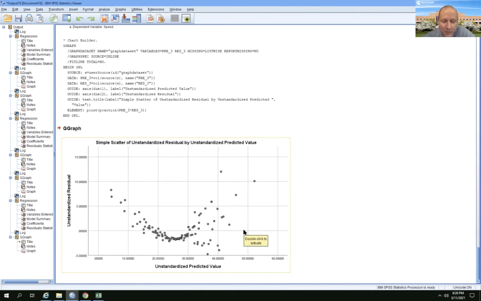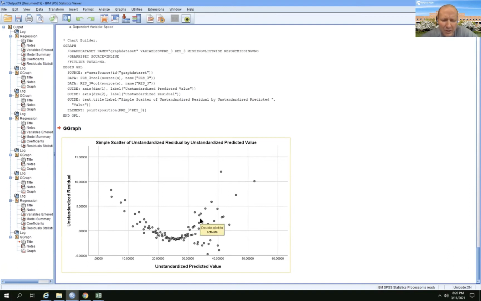we see that, oops, we have a problem here, okay? And so what we're tending to see here is that at very low values of predicted speed and at very high values of predicted speed, we're tending to significantly overpredict. And in the middle range there, we're tending to significantly underpredict.